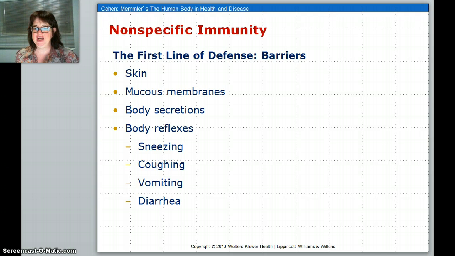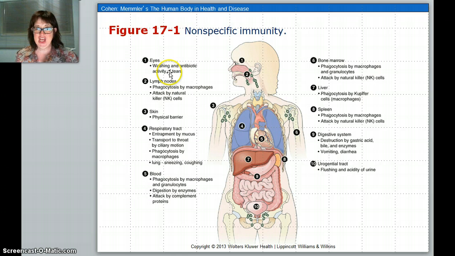You have your first line of defense. Basically, your eyes will water, and in your tears are antibiotics, plus the watering tears will wash it away. You have lymph nodes, and in your lymph nodes, if it does get in, there will be phagocytes, and phagocytes will destroy any non-self particle. You're going to have phagocytosis, which is the process of surrounding by macrophages, and macrophages will just surround anything that isn't self. And then you have natural killers, and natural killers will attack cells that are not normal.